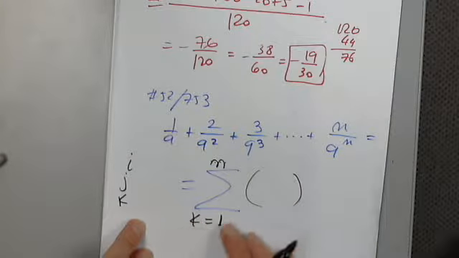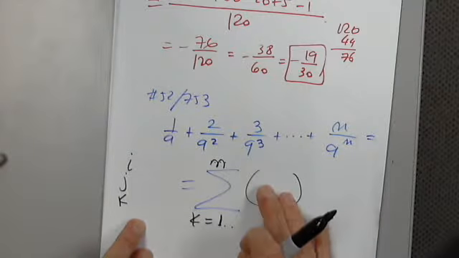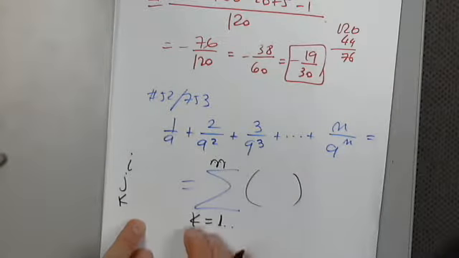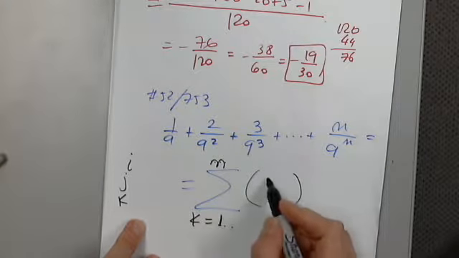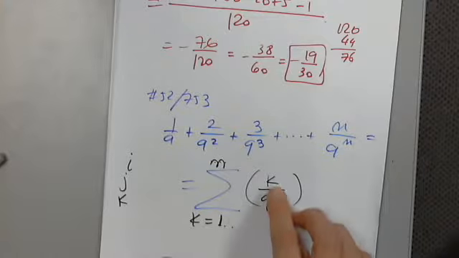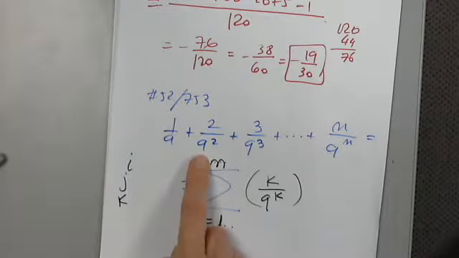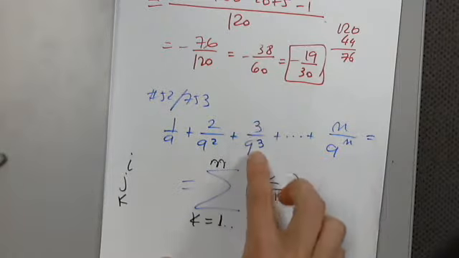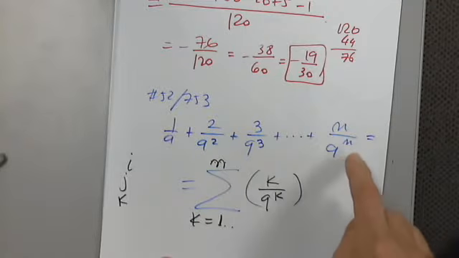So that when I plug in k equals 1, I get this. When I plug in k equals 2, I get this. When I plug in k equals 3, I get this. k over 9 to the k. Very good. When k is 1, 1 over 9. When k is 2, 2 over 9 squared. When k is 3, 3 over 9 cubed. When k is the last one, which is n, I get n over 9 to the nth power.